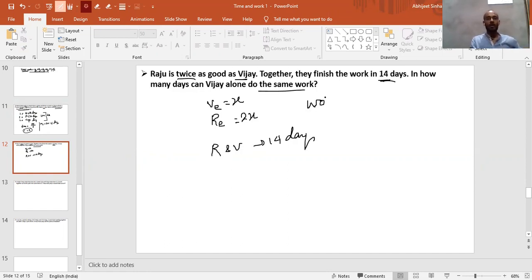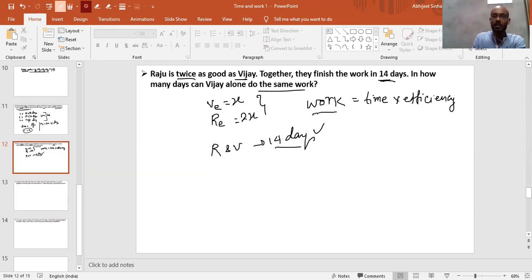What is the formula to calculate the work? Because only one time is given. If it had been given for Raju and Vijay separately, then we would have taken the LCM and that would become the total work. But that is not given here. So how can we calculate in that case? The time is given and we assume the efficiency. Work is the product of time and efficiency. So apply this formula and calculate the work in terms of x. What will be the total work in terms of x?